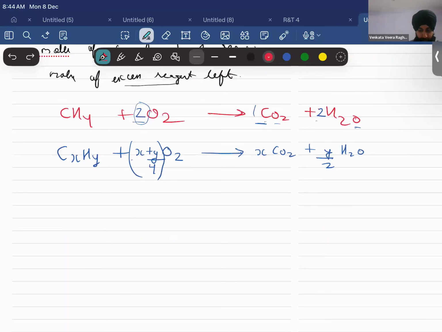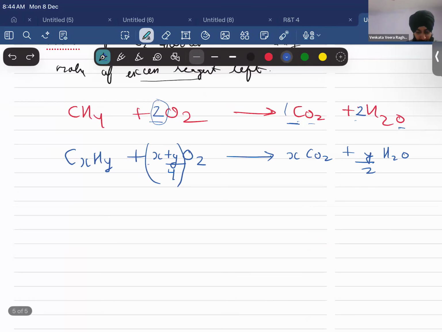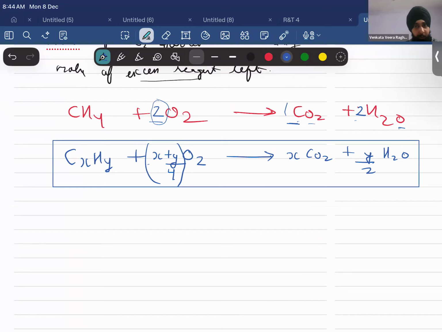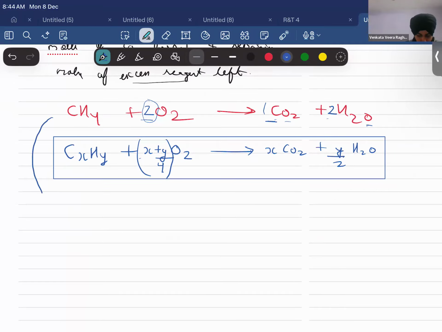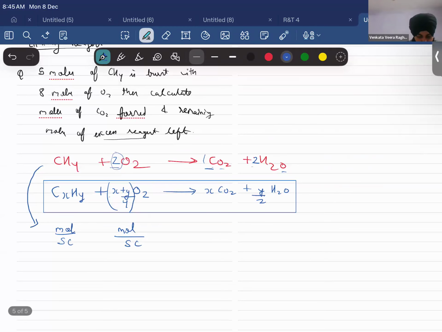Now see here how we can proceed. Listen to me carefully. Once we have written the balanced chemical equation, if you want to remember this equation you can, but in my entire life I have never memorized it because there is no need. Once you have written the balanced chemical equation, you can simply take the ratio of mole by stoichiometry of each of the reactants. Let us do it. What is the mole given to you in the data? 5 moles of CH4 and 8 moles of O2.